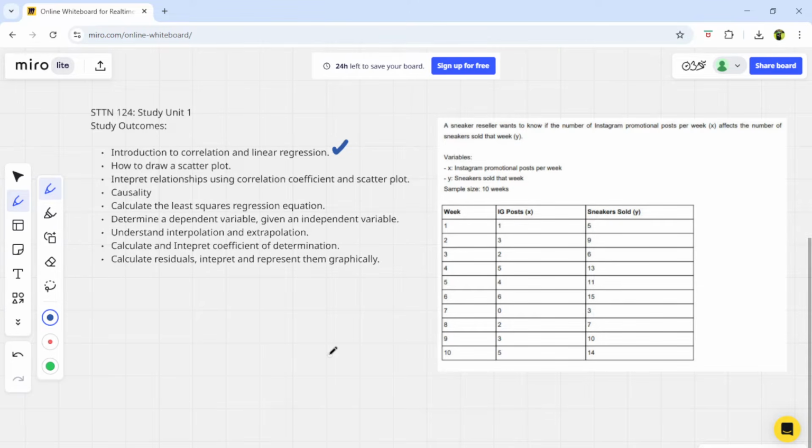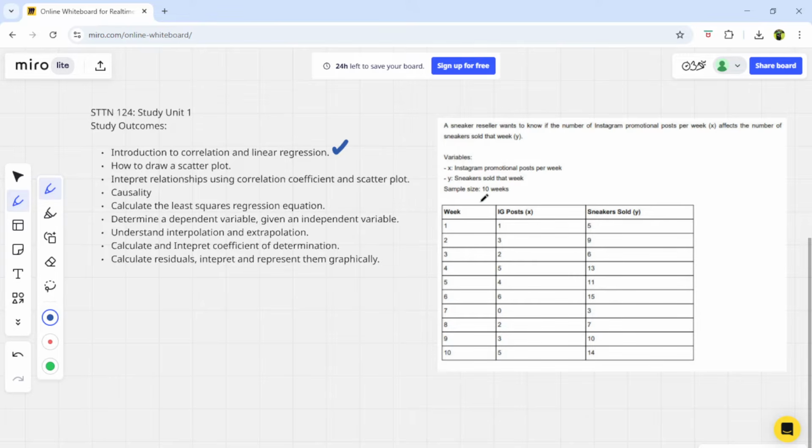A sneaker reseller wants to know if the number of Instagram promotional posts per week affects the number of sneakers sold that week. So now we have two variables. The variable X is the number of promotional Instagram posts, and the number of sneakers sold that week is the Y variable. So we want to know if posting a lot of IG pictures about the sneaker will increase the number of sneakers sold that week.